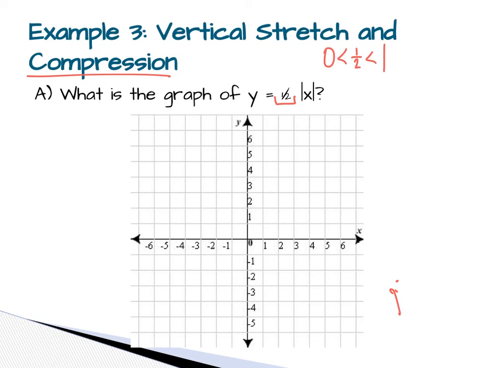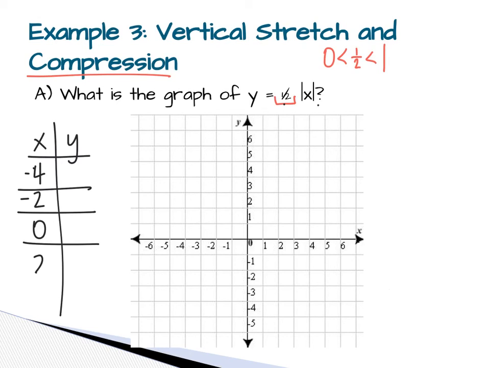So I could do this by making a table, and I think that's how I'm going to do it first, so you can see it. I have to half these numbers, so I'm going to choose like -4, -2, 0, 2, and 4, because those are easy to take a half of. So the absolute value of -4 is 4, half of that is 2. The absolute value of -2 is 2, and half of that is 1. Half of 0 is 0, half of 2 is 1, half of 4 is 2. So I made my table. Let's graph those points. -4, 2, -2, 1, 0, 0, 2, 1, 4, 2.